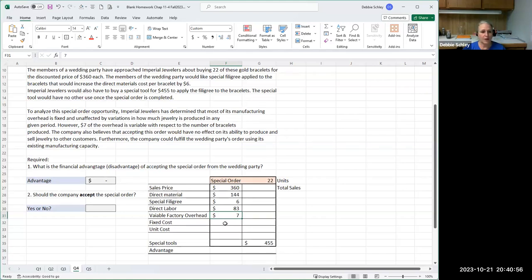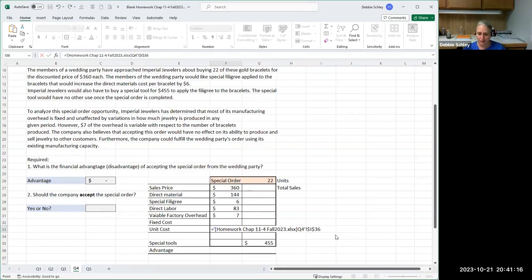So we don't have to worry about the fixed. So my unit cost is going to be... that's not what I wanted to do. Holy cow. Okay, so let's work on some totals here.